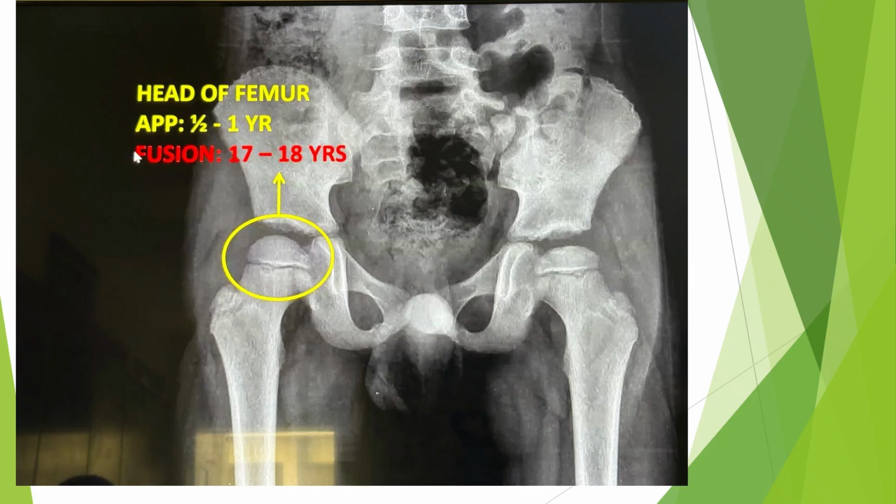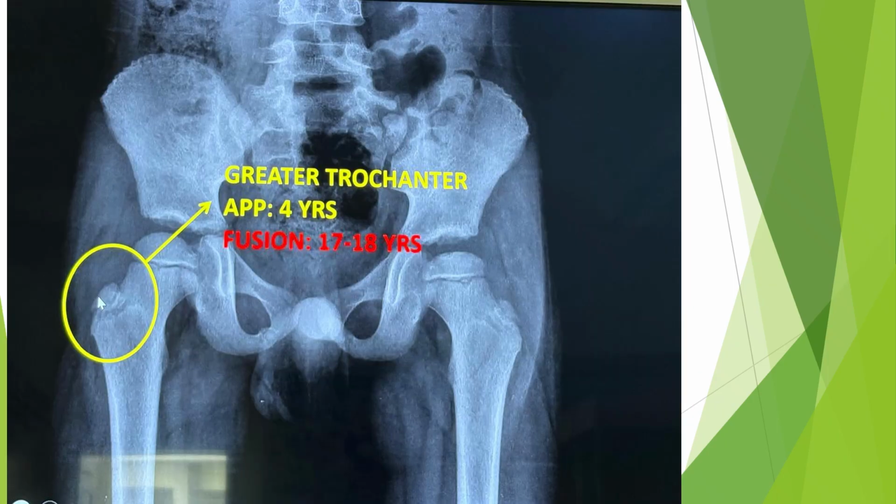So the head of femur, if you see, appears by 1 year, fusion is by 17 to 18 years. And the greater trochanter, similarly, you can see there's a gap. It has not fused completely. The fusion is yet to occur. Okay. And you know, the greater trochanter appearance is 4 years and fusion is 17 to 18 years. Similarly, the triradiate cartilage over here is not fused. Okay. And that fuses by 13 to 15 years.